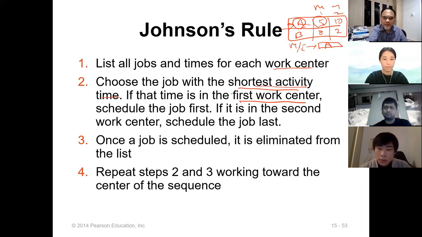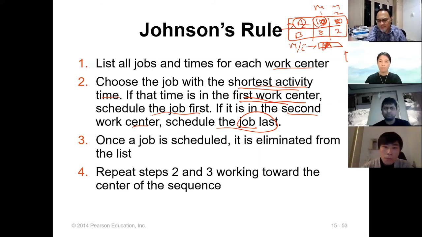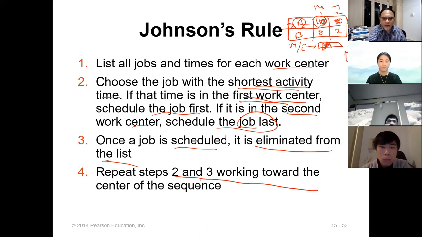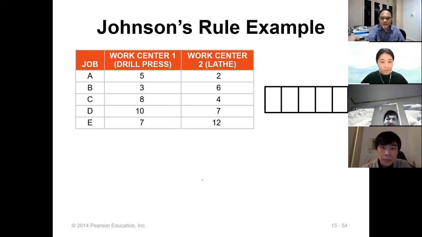So shortest activity time in the first work center, schedule the job first. If it is in the second work center, schedule the job last. If this is 10 and this is 5, then schedule it last. Once the job is scheduled, it is eliminated from the list. Repeat steps 2 and 3 toward the center of the sequence. That means you repeat for the next job until all the jobs are scheduled, or what you call loading to the machine.